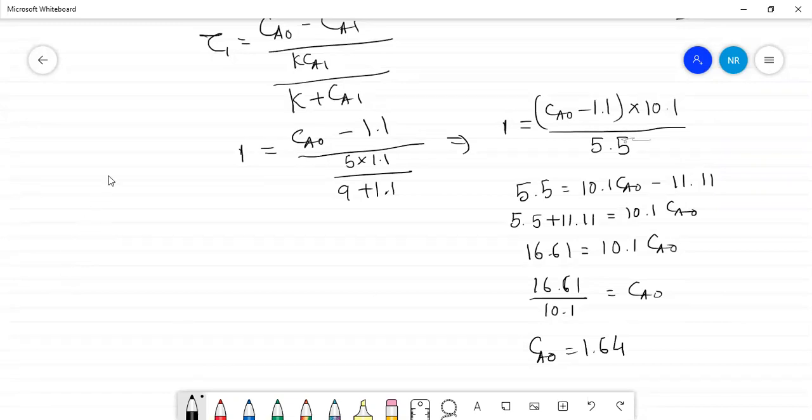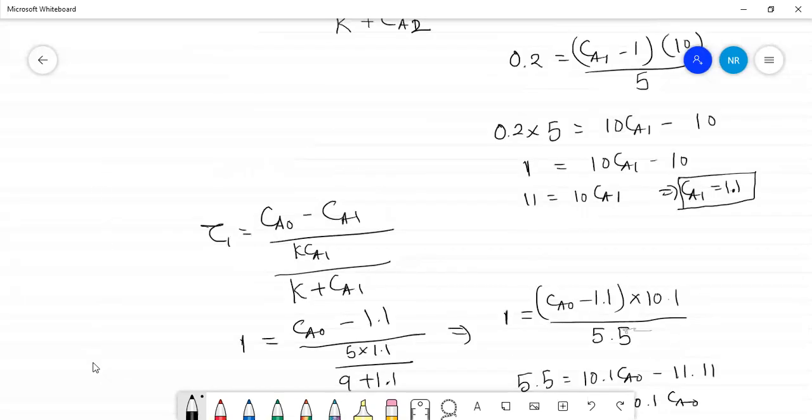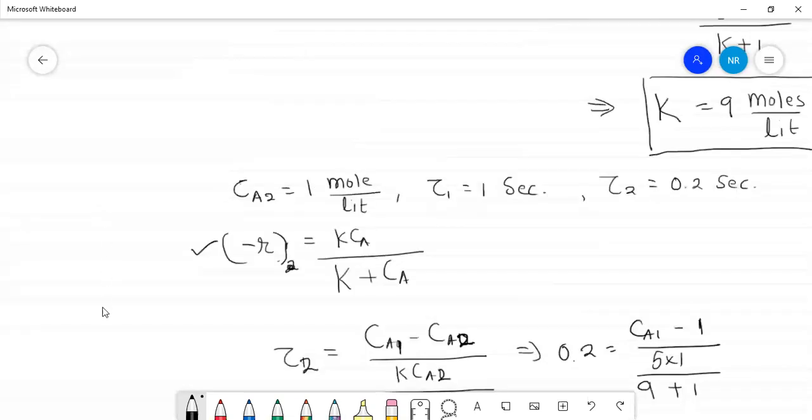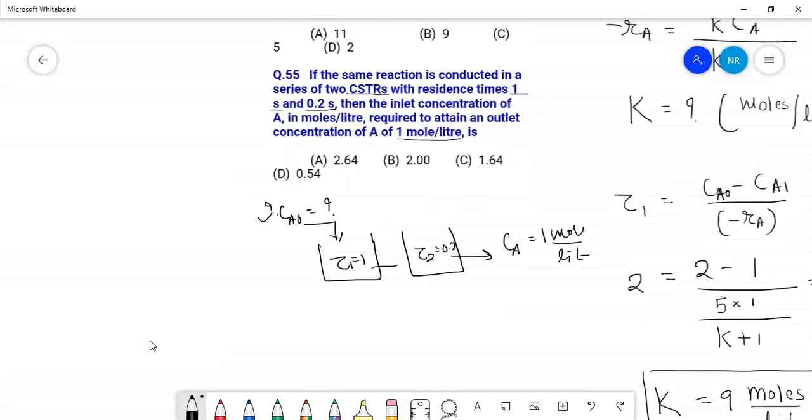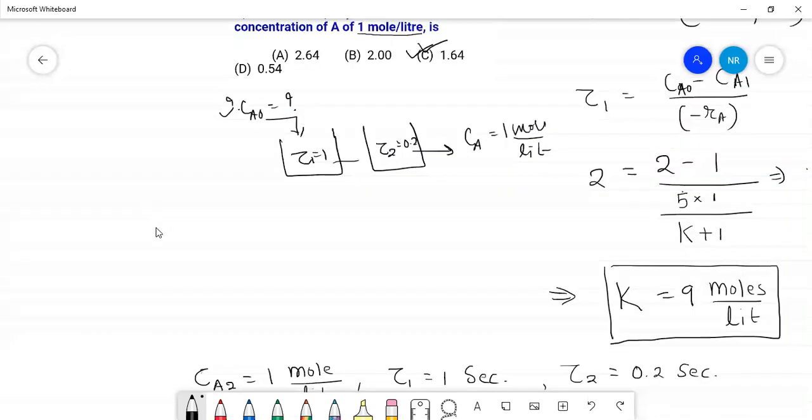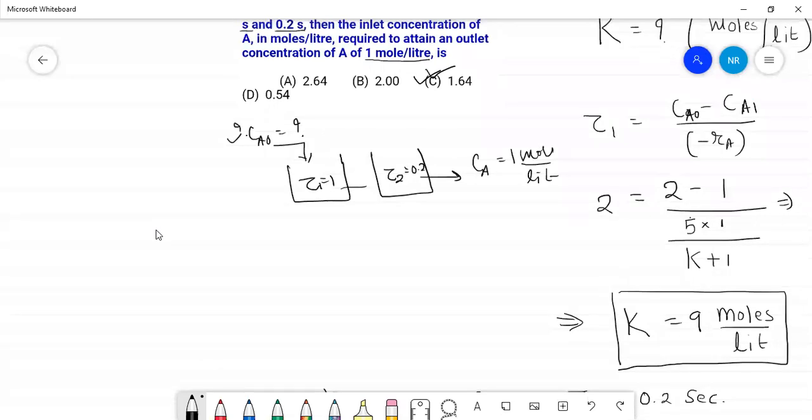Is there any answer given as CA0 of 1.64? Yes, C will be the correct option. 1.64 will be the answer. How can we say whether we are right or wrong? CA0 is 1.64, CA1 is 1.1 and here it is 1. So the concentration decreases, which means we are correct.